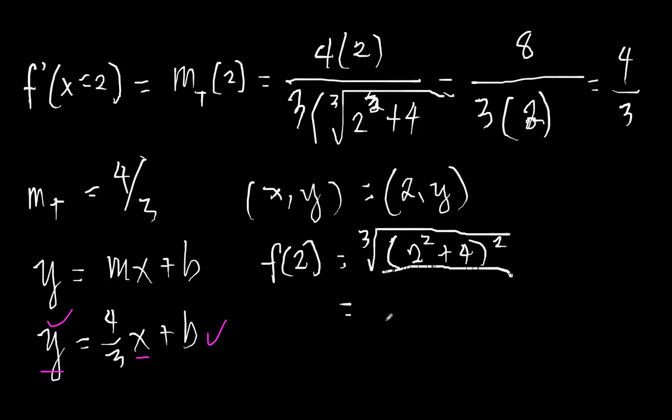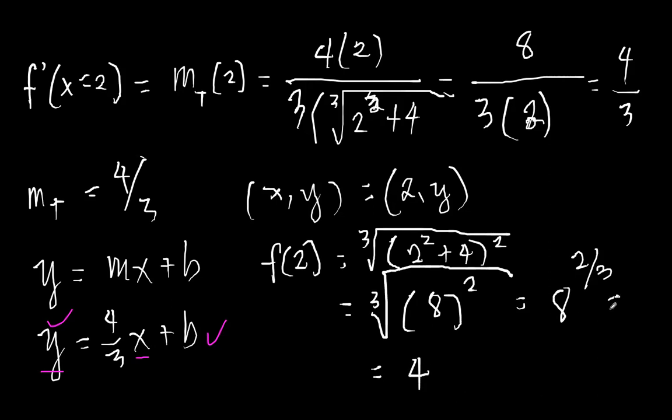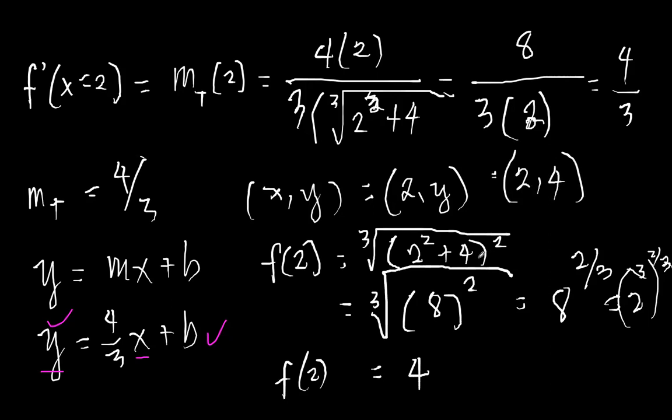So this is equal to the cube root of 8 squared, or we can write this as 8 raised to 2/3. And this is equal to 4. Am I correct? This is 2 cubed raised to 2/3, so they cancel, and it's equal to 4. So f of 2 is equal to 4. Therefore, the point is 2, 4. This is the point where the tangent line intersects the graph of f.